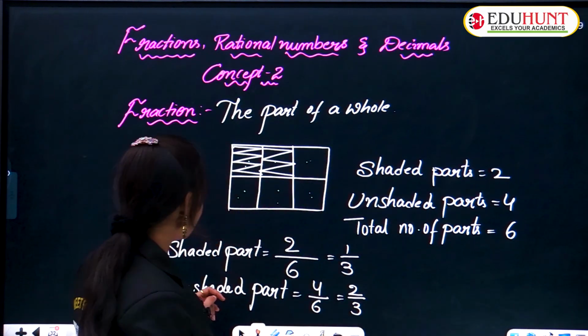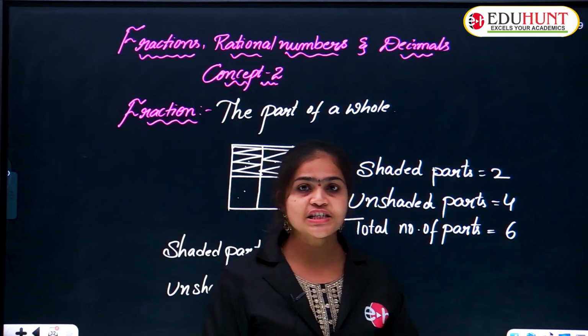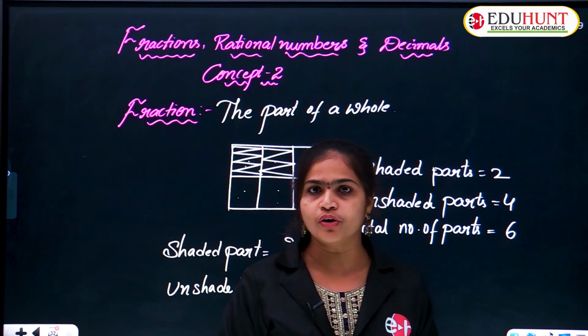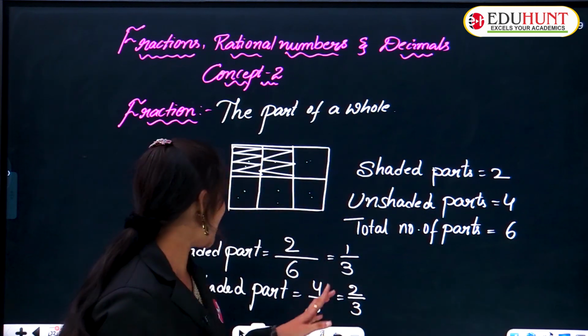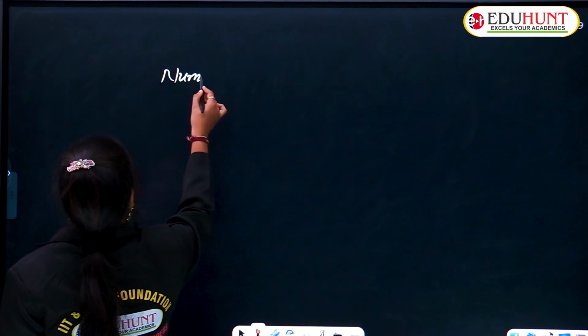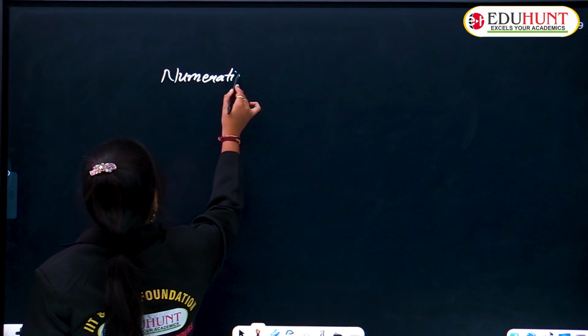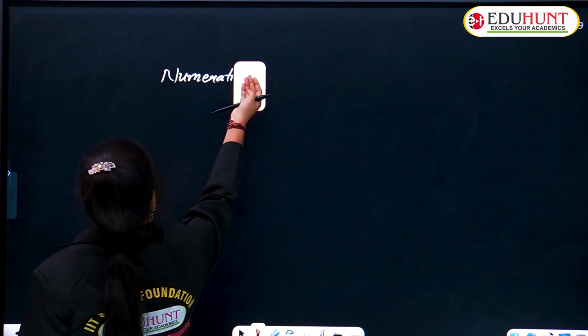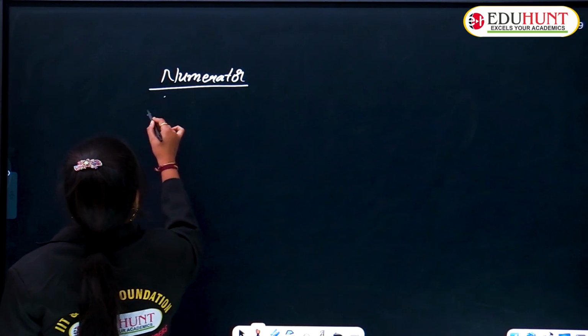Now see, we are saying 2 by 6, 4 by 6 like that. In rational numbers I told you the p by q form. What do we call p, and what do we call q? In the same manner here also, numerator by denominator. The above part is called the numerator, numerator by denominator.